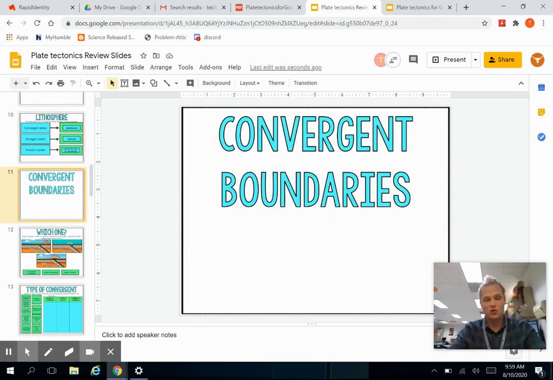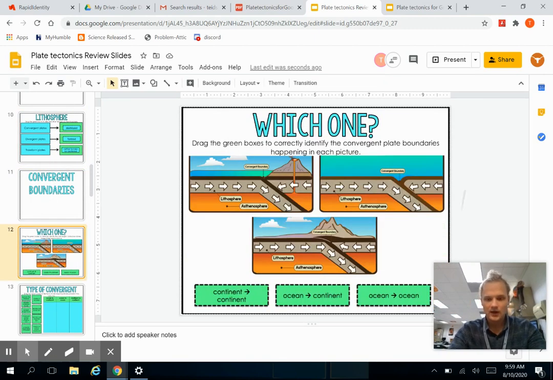So again, they're coming toward one another. All right, which one? So we have to differentiate when we have two of the same type of plate going toward each other. And what I'm talking about is continental, or ocean, continental, or ocean, ocean. And so you can see here in our first picture, we're looking at an ocean converging with continental plate.